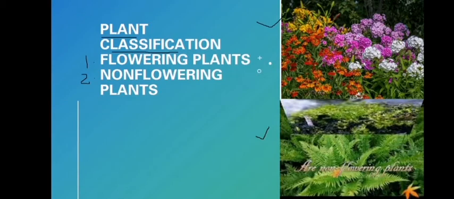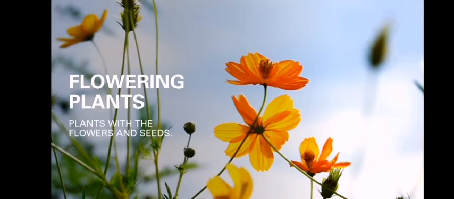Now we will discuss them one by one. First we will discuss the flowering plants, and then we come to the non-flowering plants. Flowering plants are simple, as the name says: these plants have flowers and seeds. An important thing, these plants have these flowers. Those are the flowering plants. We have so many flowering plants. In this book we will discuss 3 types of flowering plants.